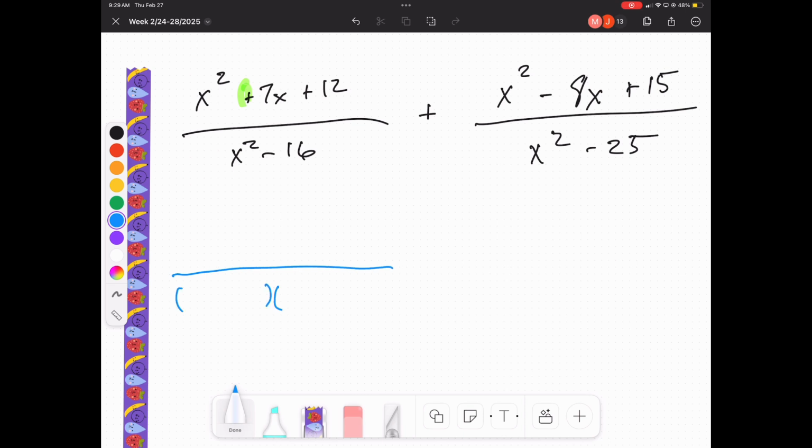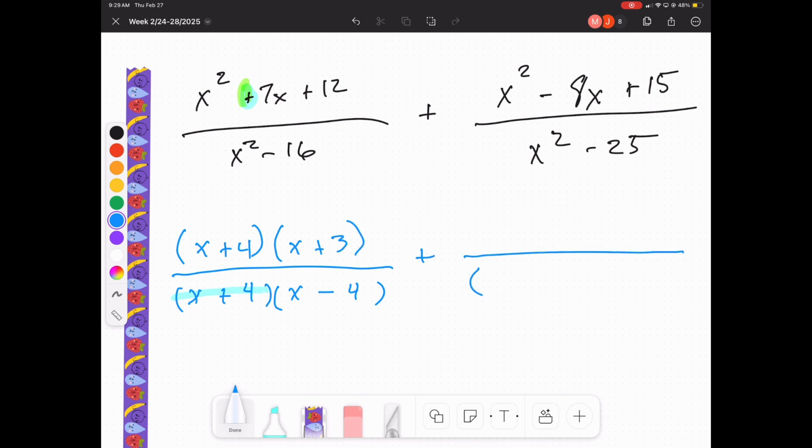x squared plus 7x, you can see it. We see perfect squares in the denominator, so the square root of x squared is x, the square root of 16 is 4, and we put plus and minus. We know that we're going to create a 1, so we see the plus, so we're going to go with the x plus 4. What's 4 times plus 3 is 7, and it multiplies to 12. There we go. That's how I got that.